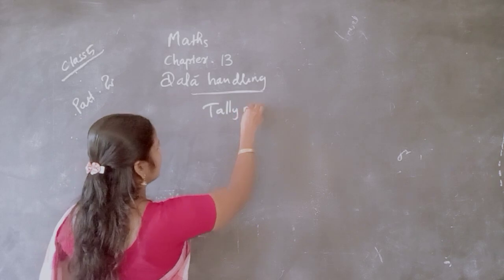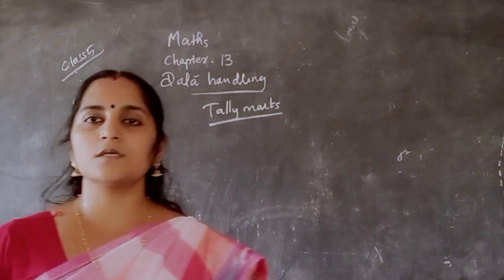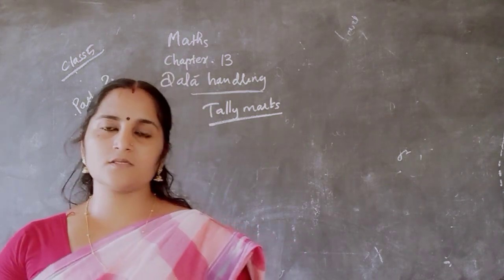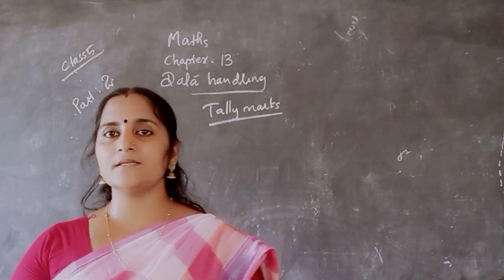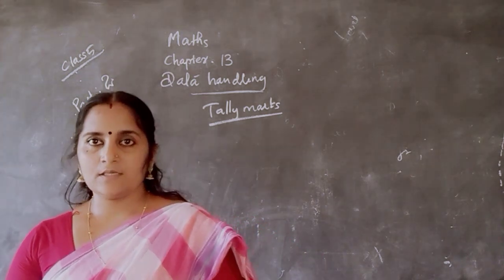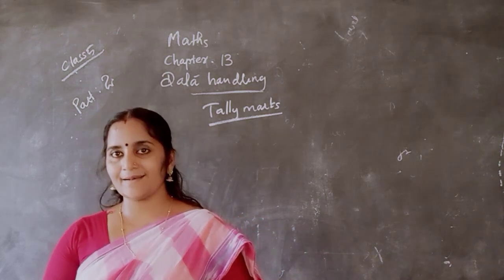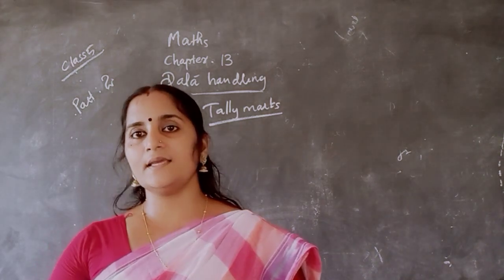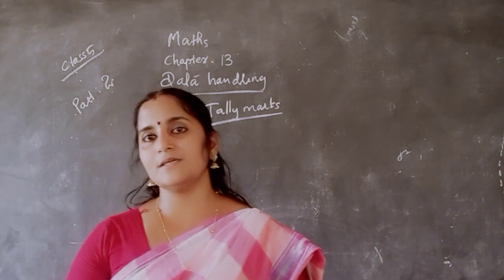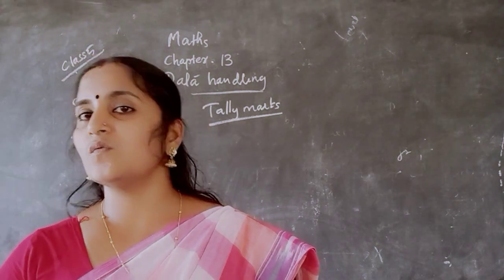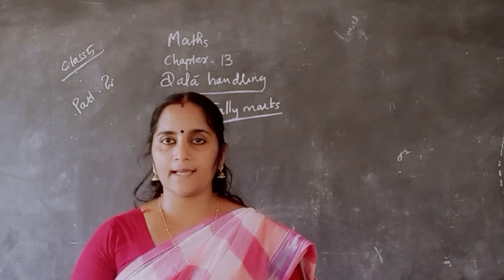Okay, tally marks. It is used to represent the data, and tally marks means we use vertical lines to represent the data. That means first we draw the 4 vertical lines and the 5th tally is represented by a slanting line which cuts the previous 4 vertical lines. That's the method to represent the tally mark.